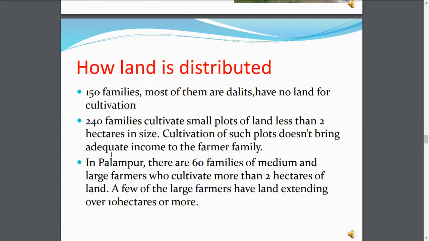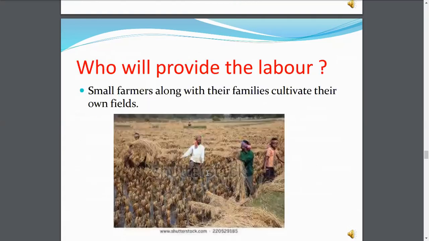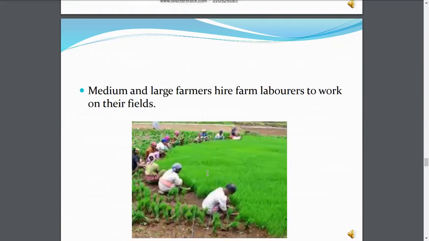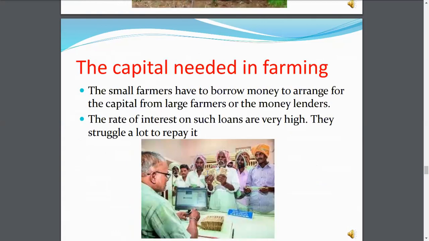For example, there are three types of farmers: small farmers, medium farmers, and large farmers. The small farmers cultivate their own land. Medium farmers hire laborers. Large farmers also hire laborers and give wages in cash or in kind. Somebody will get very low wages. When they have no land for cultivation or very little land, these two groups of families sometimes work in the fields of the 60 families, and whatever wages they get, they take. So, as I told you, who will provide the labor? Small farmers along with their families cultivate their own land, and medium and large farmers hire farm laborers to work on their land and then give them the wages.